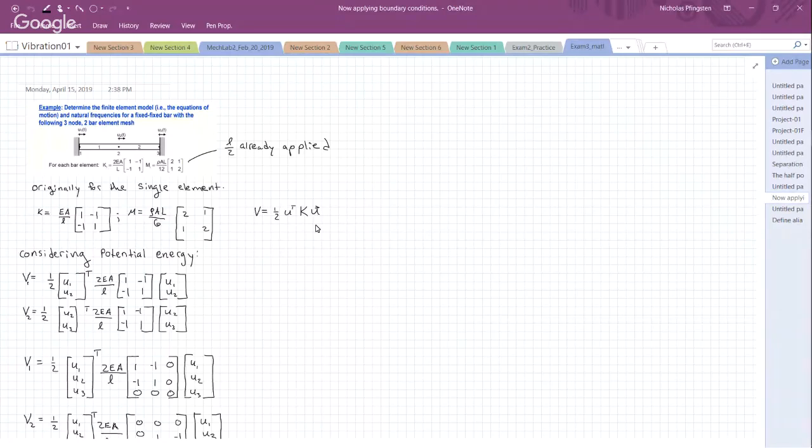Determine the finite element model, which is basically another way of saying equation of motion. Figure out the equations of motion for a free bar, so I took away the boundary condition, or any fixed constraints. It's free over the boundary. For a free bar with the following 3-node, 2-bar element mesh, it's only bar elements that we look at.